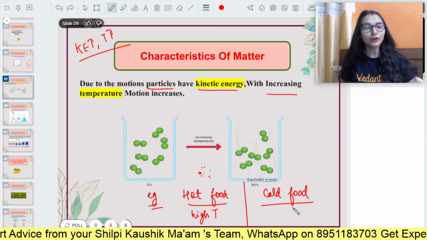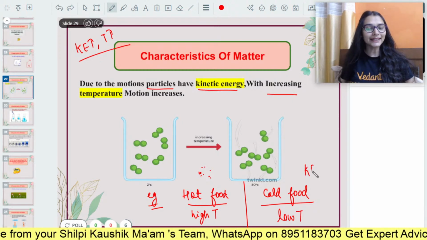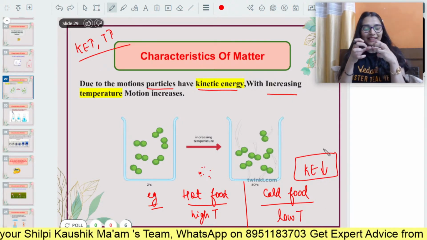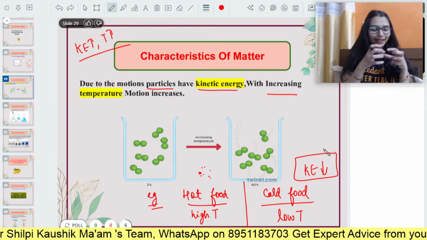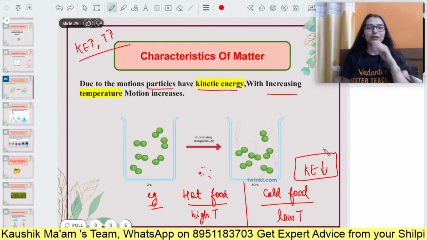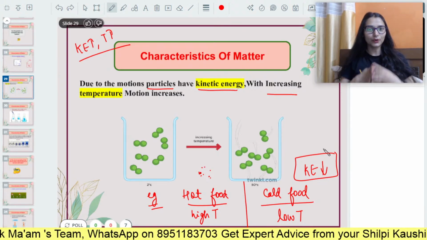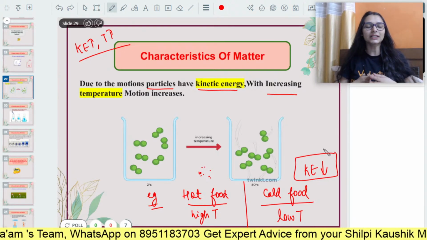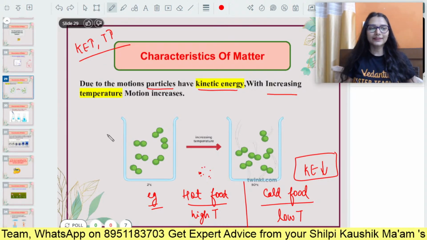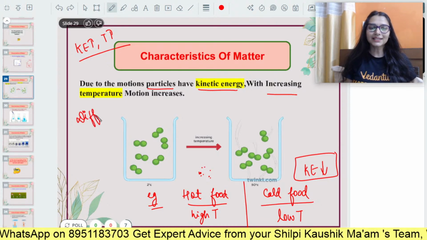But in the case of cold food, the temperature is low. In that case, the kinetic energy of the food particles is low, so their motion is very slow. They will take time to move and give you the smell around you. So remember that with increasing temperature, kinetic energy will increase, the motion will increase, and they will intermix faster. And this intermixing of particles of matter is nothing but diffusion.